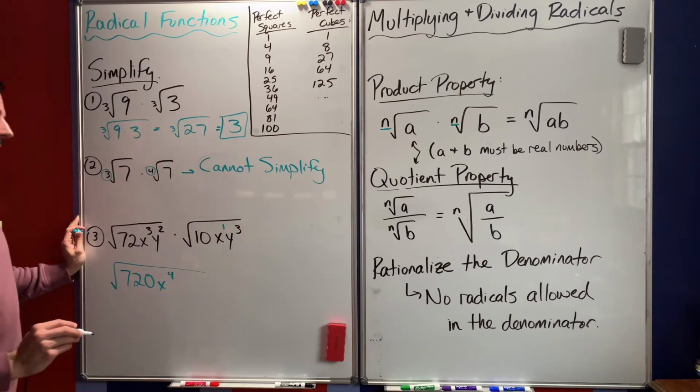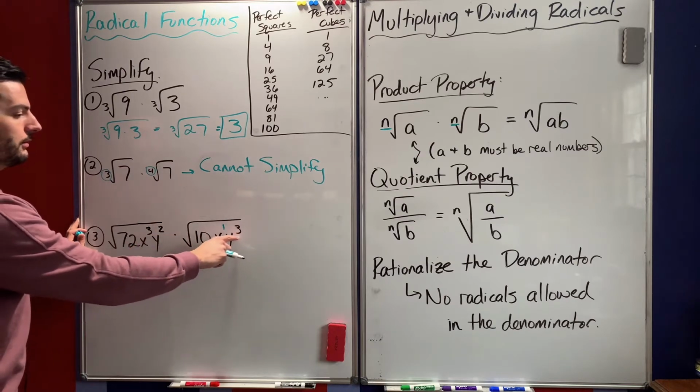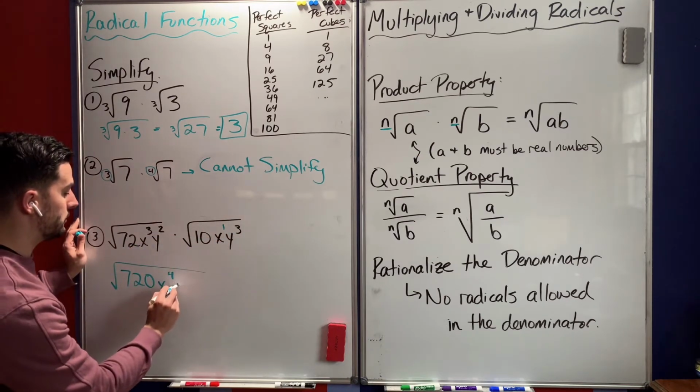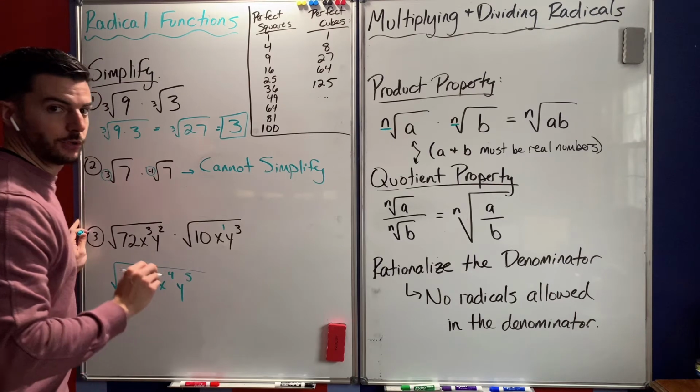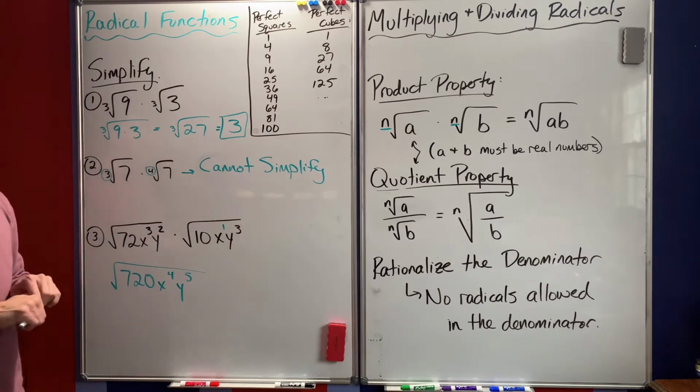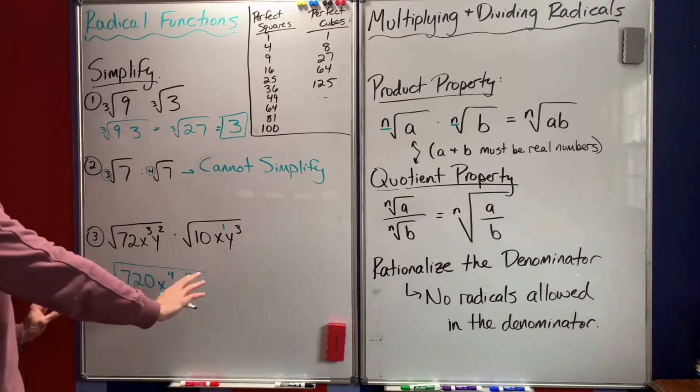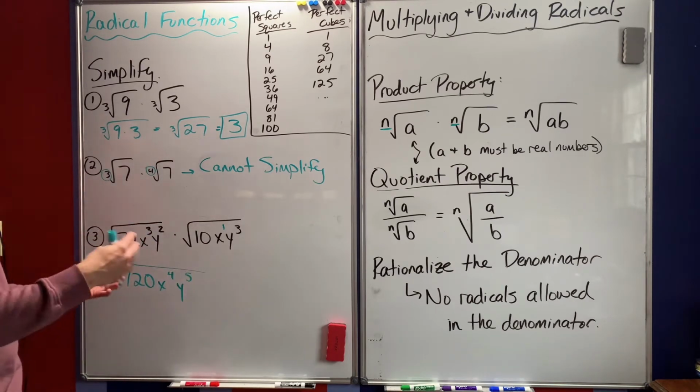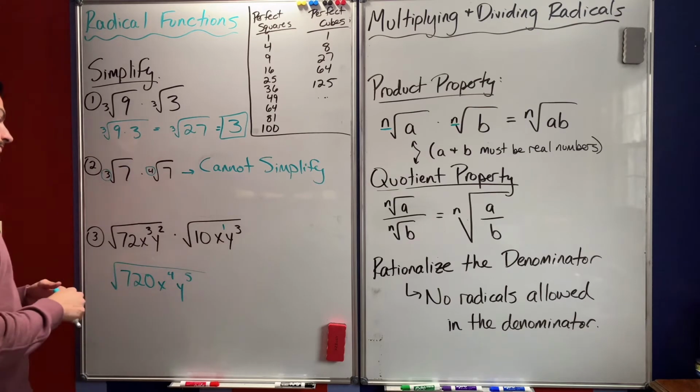Adding those exponents, and then the y's, y squared times y to the third, adding those exponents, I'll get y to the fifth. Okay, now I multiplied that. Now, probably the harder part is simplifying this massive radical down, reducing it a little bit.